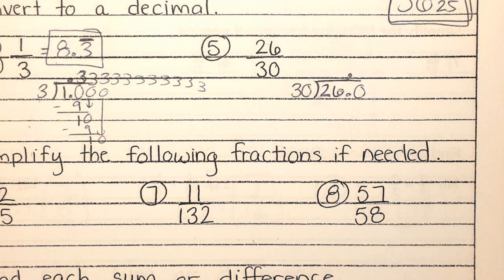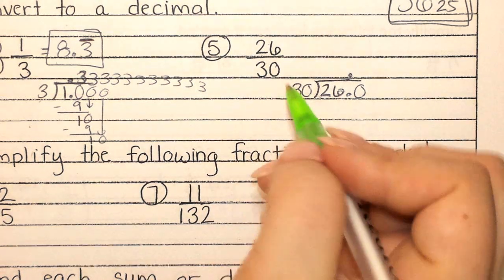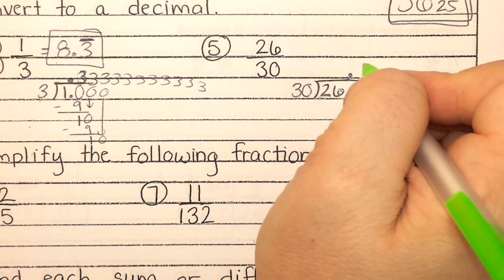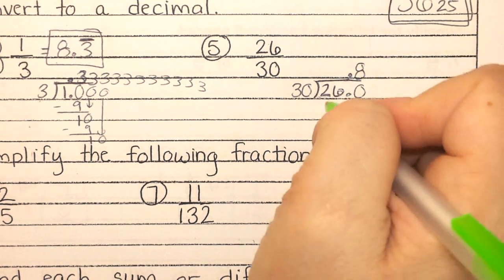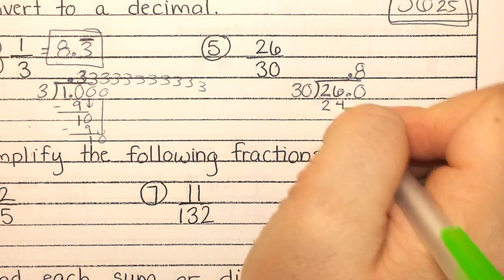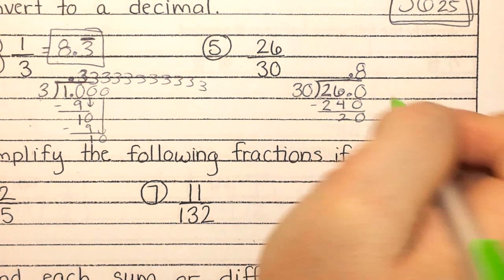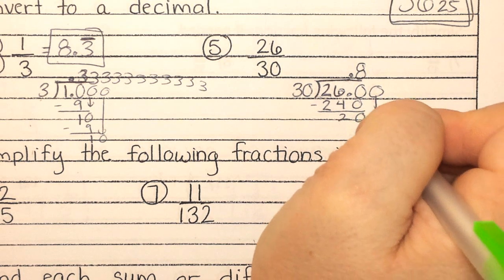How many times will 30 go into 260? Chris? 8 times. I know 3 will go into 26 8 times, so 30 will go into 260 8 times. So I'm going to put 8. 8 times 30 is 240. When I subtract, I get 20. Let's add a 0 and bring it down.